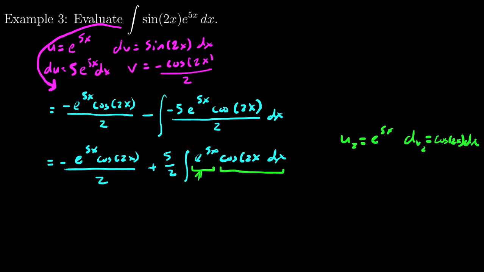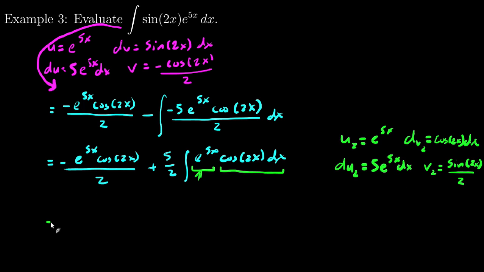I'll try to write it a little bit neater because it's getting a little bit crazy. The derivative of this equals 5e to the 5x dx. The antiderivative of this is going to be positive sine 2x over 2. I go through the process again.